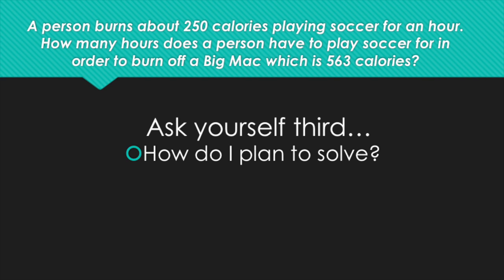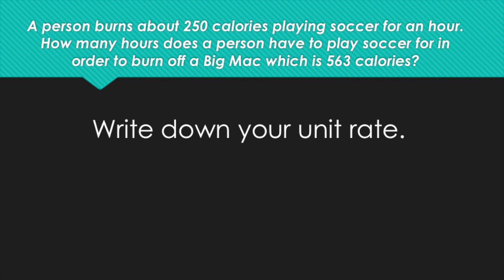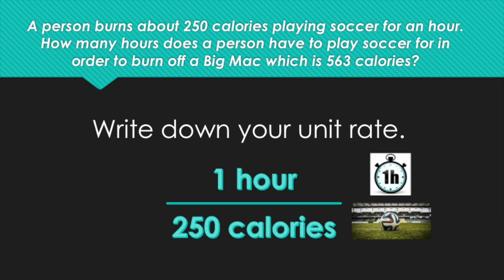Next, I have to ask myself, how do I plan to solve? In this case, I can use unit rates, proportions, cross multiplying, and basic algebra. Great, now that we know our knowns and unknowns, we can start solving the problem. And we do this by first writing down our unit rate, which in this case our problem tells us takes us 1 hour to burn 250 calories while playing some soccer.